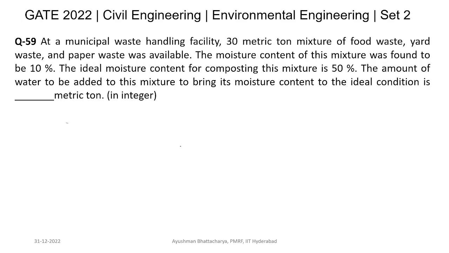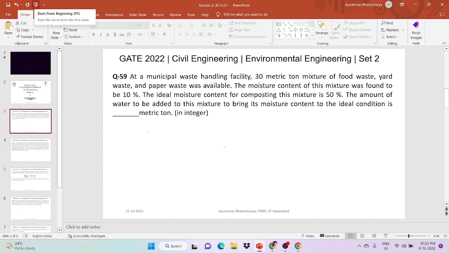Beginning with the first question, which came in GATE 2022. At a municipal waste handling facility, 30 metric ton of food waste, yard waste and paper waste was available. The moisture content of this mixture was found to be 10%. The ideal moisture content for composting this mixture is 50%. The amount of water to be added to this mixture to bring its moisture content to the ideal condition is?